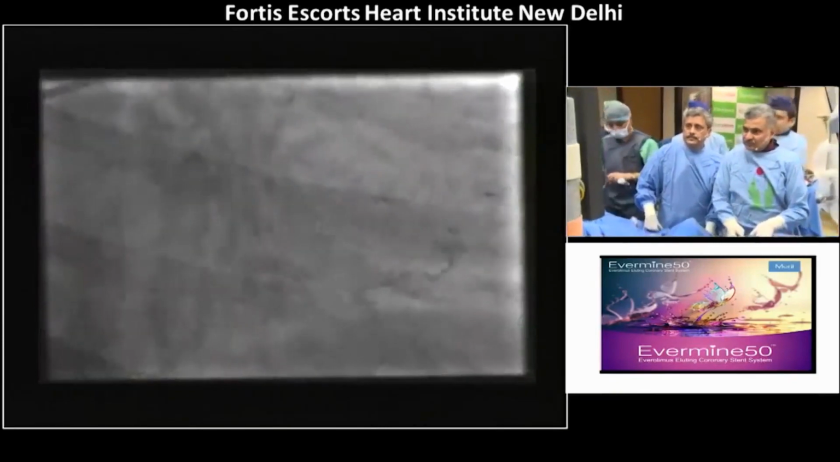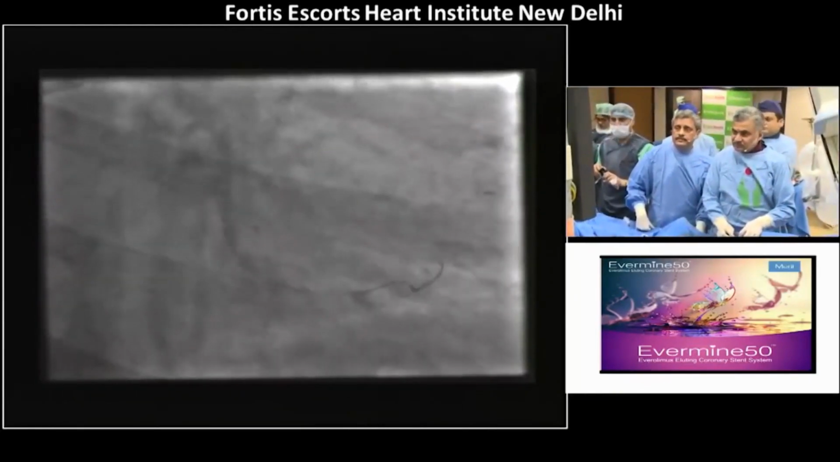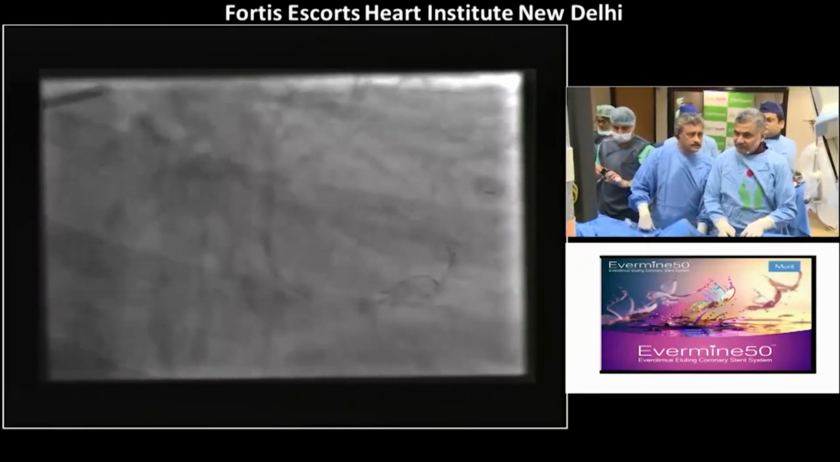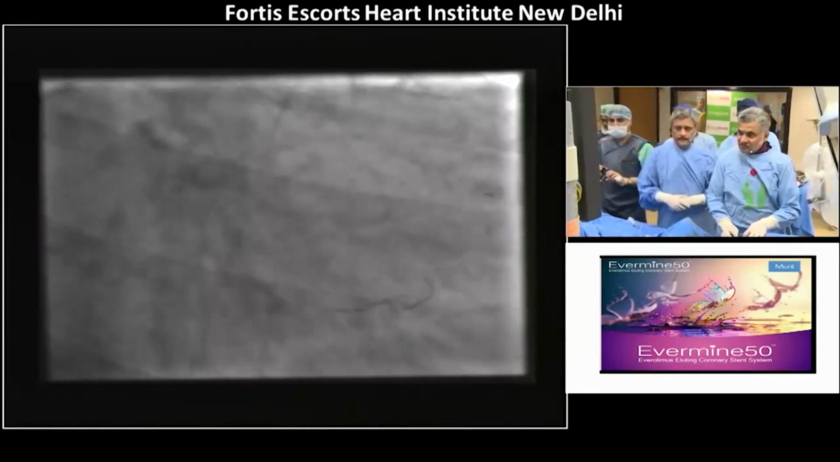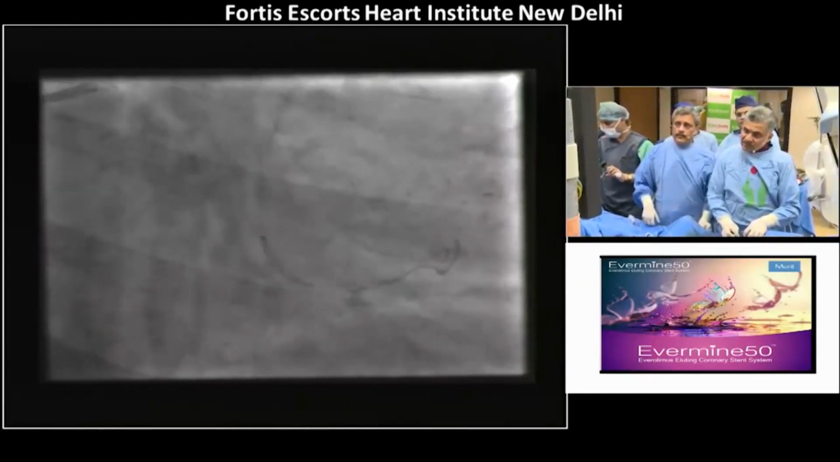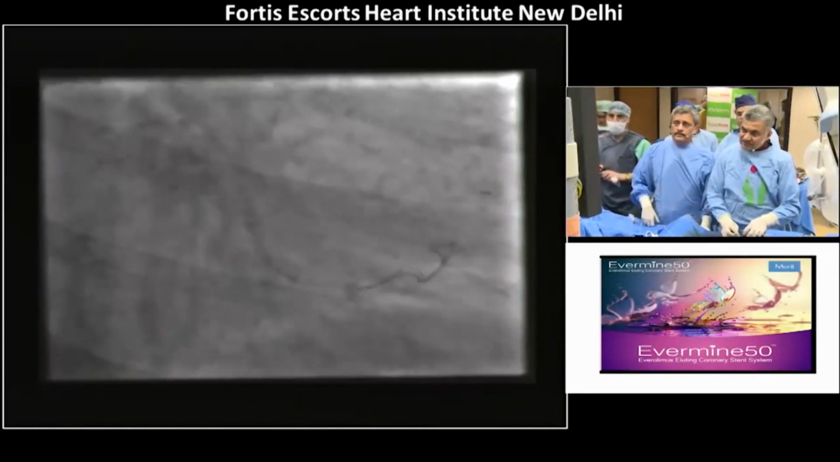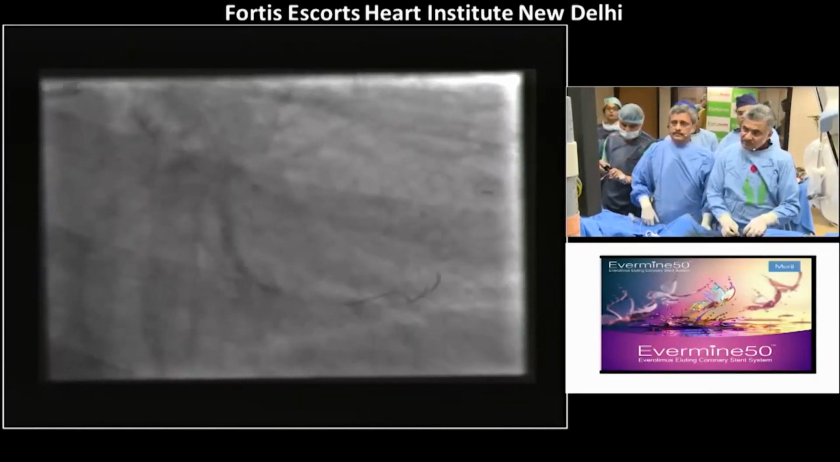1, 2, 3, 4, 5, 6, 7, 8, 9. So what they're trying to achieve is a gentle deployment with minimal overlap. And the critical thing here is to make sure you hold the stent so that it doesn't slip.